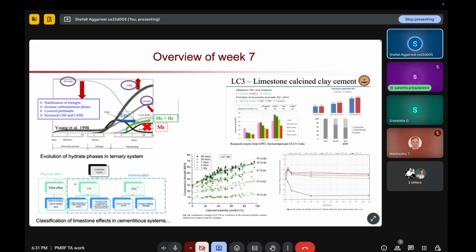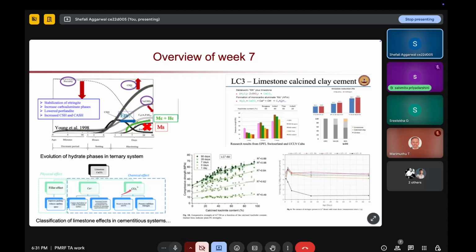So if it is a filler effect, it will improve the packing or reduce the capillary pores inside the concrete system. And with more calcium added, what will happen? It will cause the nucleation of CSH on the limestone surface. And also, with the increase in calcium ions, what will happen?